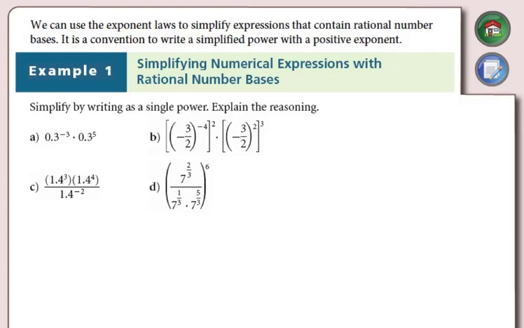So when dealing with exponents, we have a simple set of laws. When we multiply, we add the exponents. When we divide, we subtract the exponents. And when we have two exponents next to each other, we multiply them.